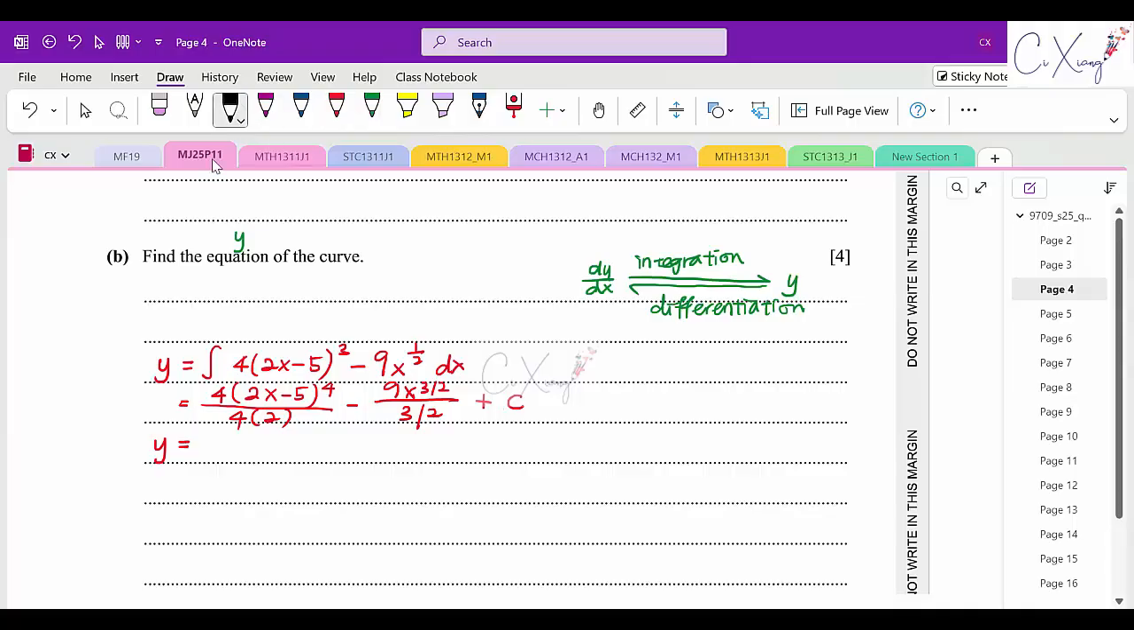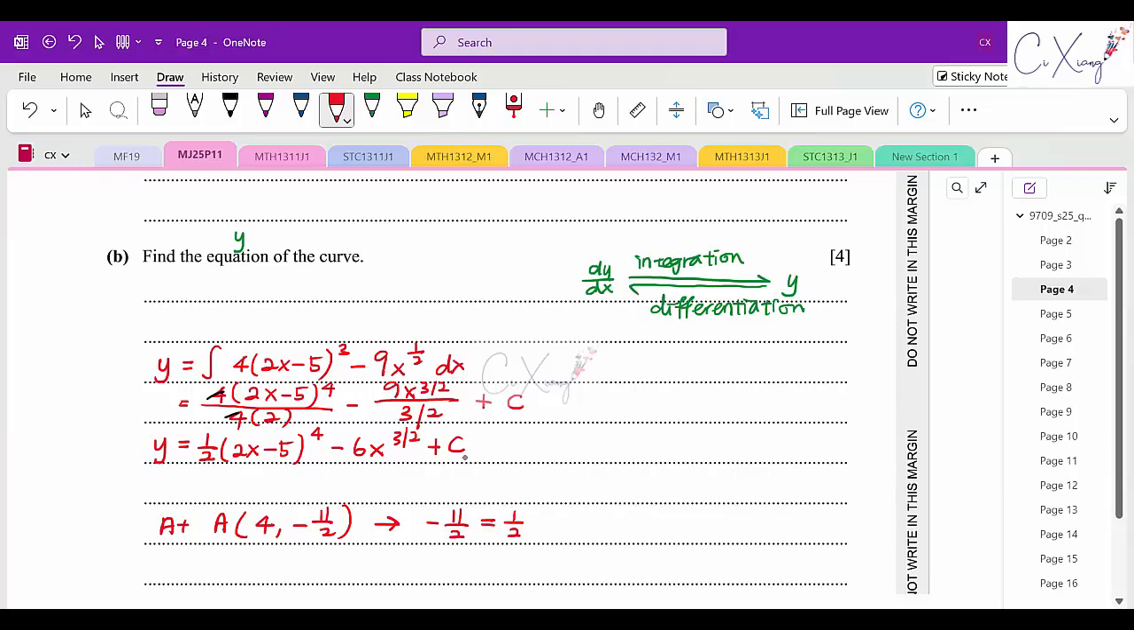4 and 4 can be cancelled off. And I have this half, then 2x minus 5 power 4. Simplify the 9 divided by 3 over 2. You'll be getting 6x power 3 over 2, then plus c. How can I get the value of the c here? You need a point that passes through the equation. And we did get given a point, right, which is the A, at 4 and also negative 11 over 2. Just substitute it into the equation that we get for the y.